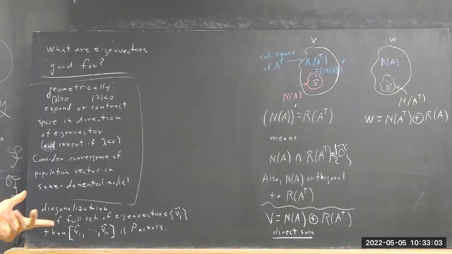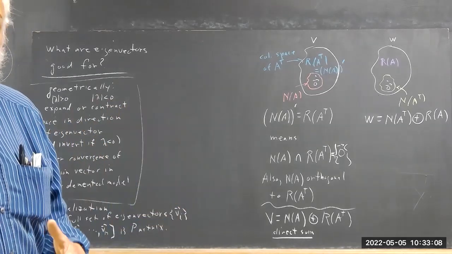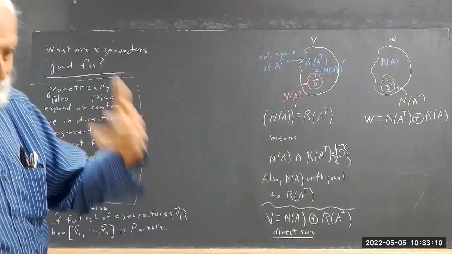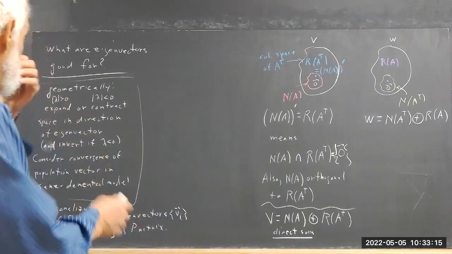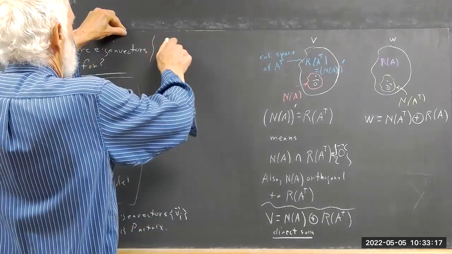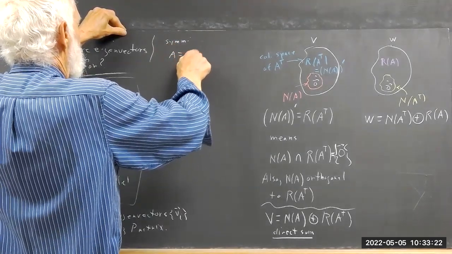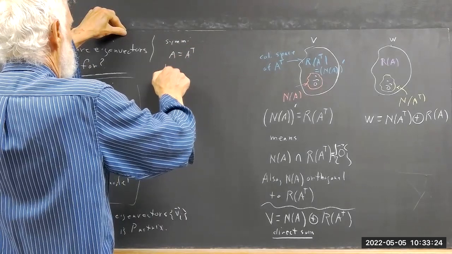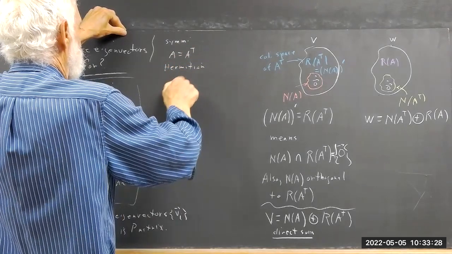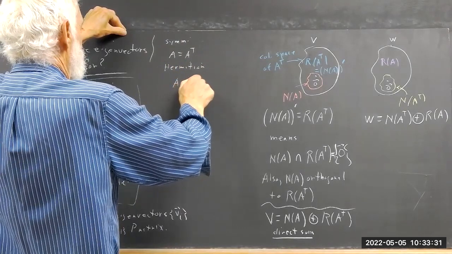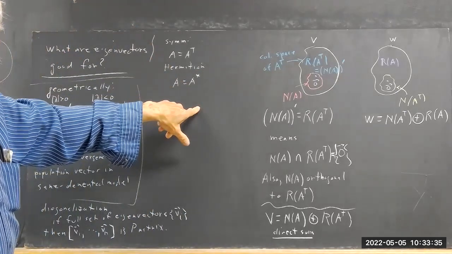And make sure you understand diagonalization with symmetric matrices and with Hermitian matrices, which are equal to their conjugate transpose, okay? So it's worth noting that symmetric, Hermitian, transpose conjugate, right?